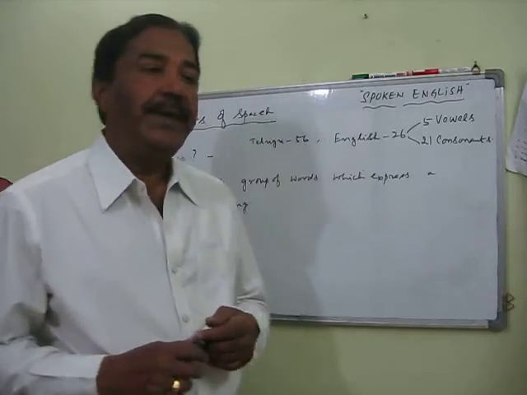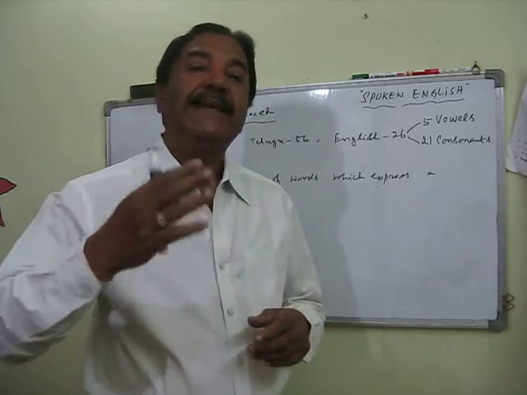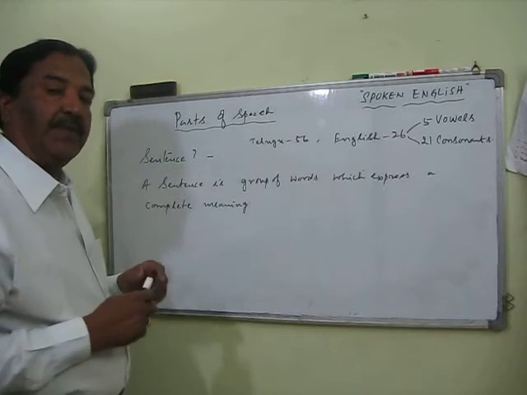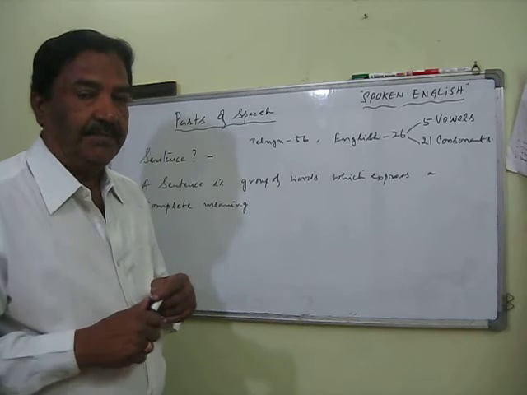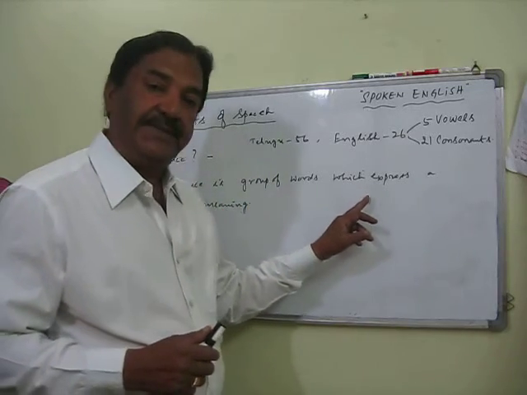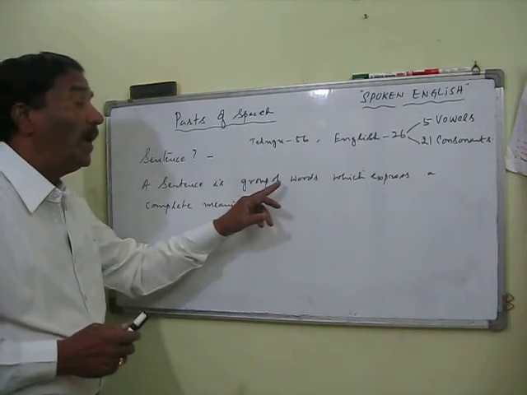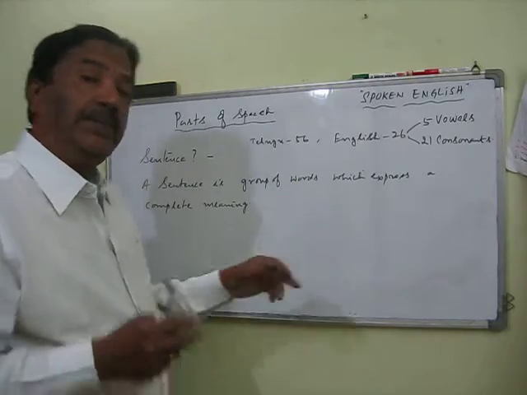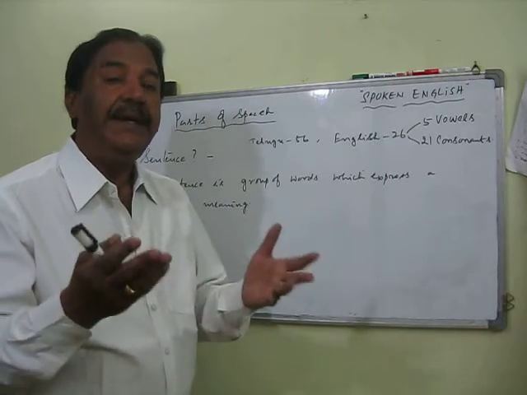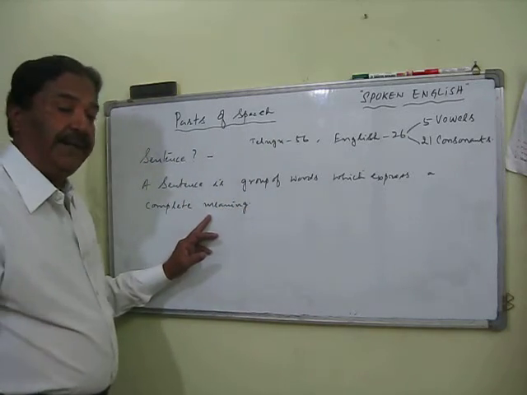Today, our topic is parts of speech. Before we discuss anything about parts of speech, we need to understand what is a sentence. Fine. What is a sentence? A sentence is a group of words which express a complete meaning. Group of words means few words are put together to form a sentence which carries a meaning. So a sentence is a group of words which express a complete meaning, right?